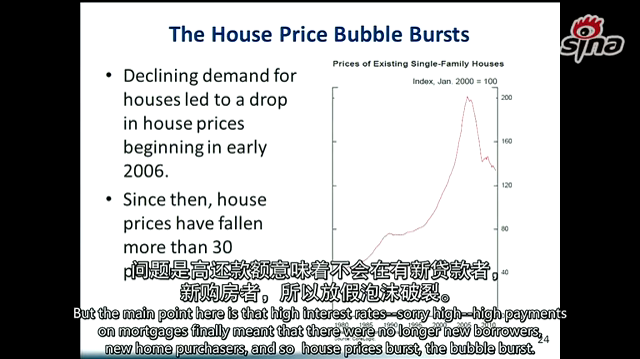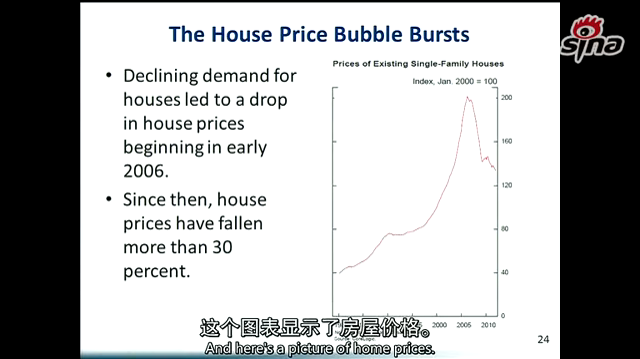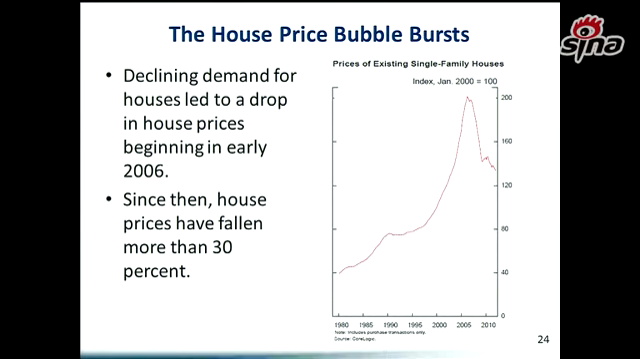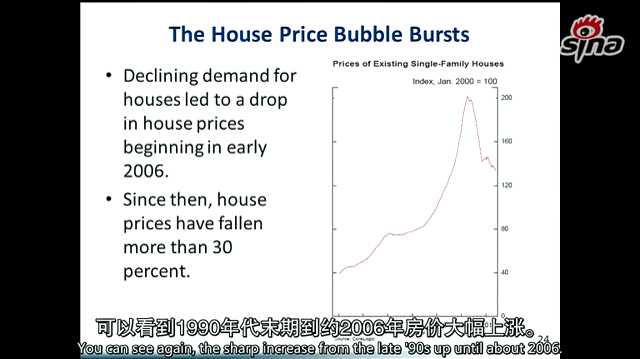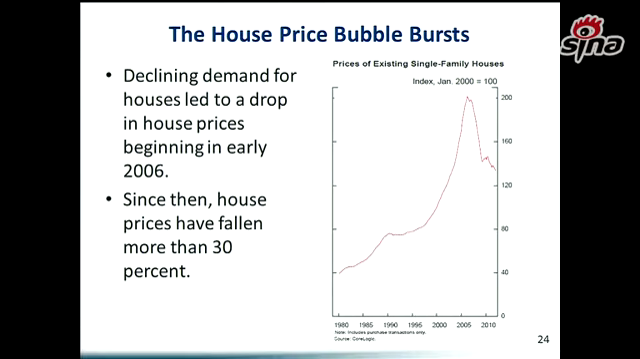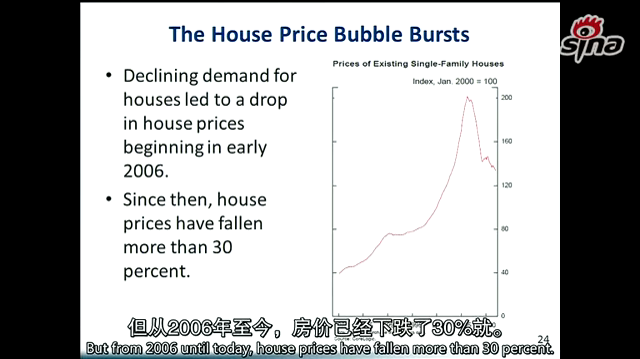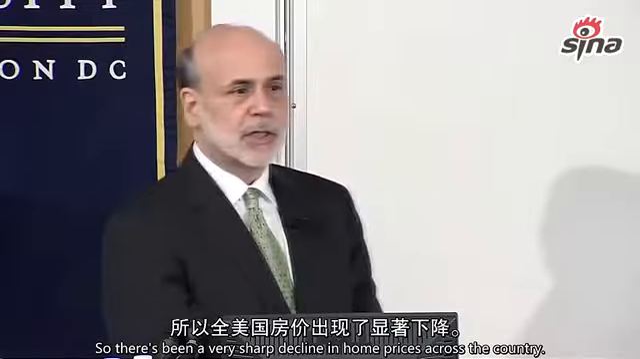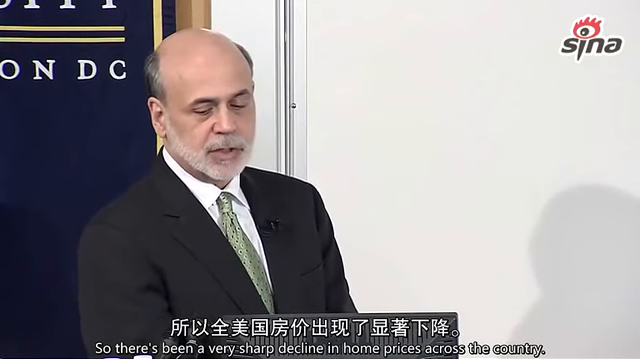The bubble burst. Here's a picture of home prices. You can see again the sharp increase from the late 90s up until about 2006. But from 2006 until today, house prices have fallen more than 30%. So there's been a very sharp decline in home prices across the country.